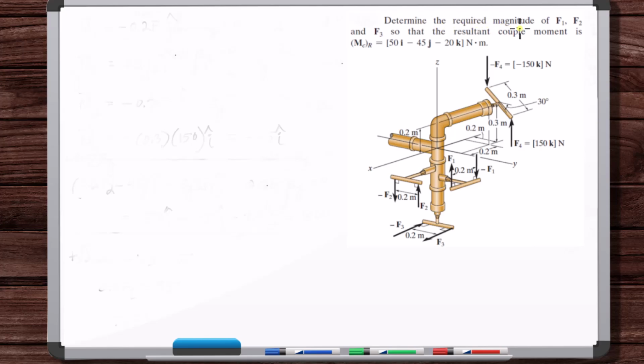Determine the required magnitude of F1, F2, and F3 so that the resultant couple moment is this resultant. Okay, so all of this can be treated as a rigid body. The handles, everything, it's all rigidly connected together. Remember what rigid means: after the forces are applied, the deflection is minimal or negligible.